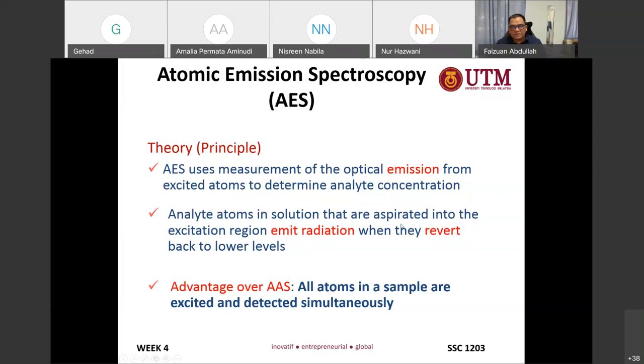The electron in the analyte is excited from ground state to excited state when we atomize the analyte and introduce the energy using flame. We burn the sample, the analyte. The advantage of AES is that all atoms in a sample are excited and detected simultaneously.